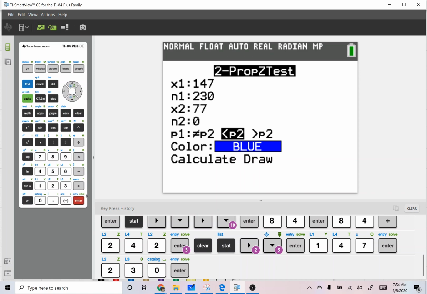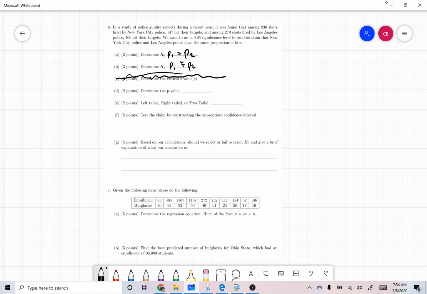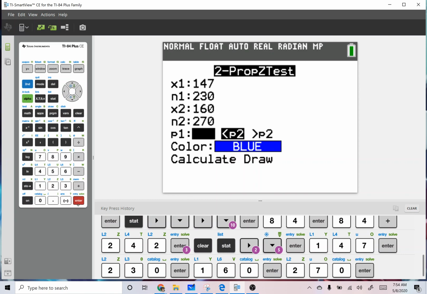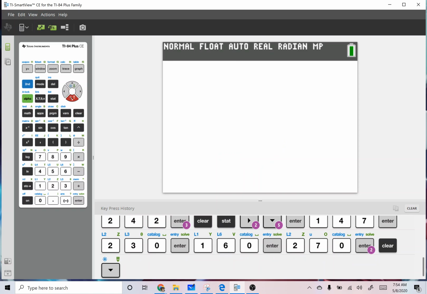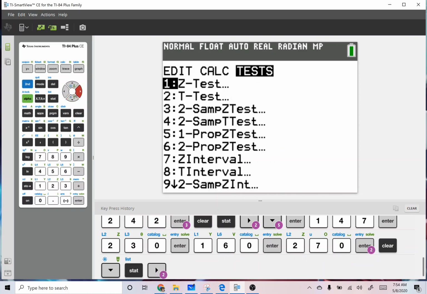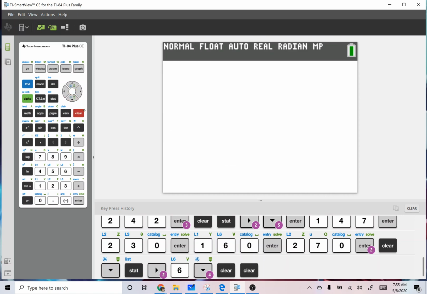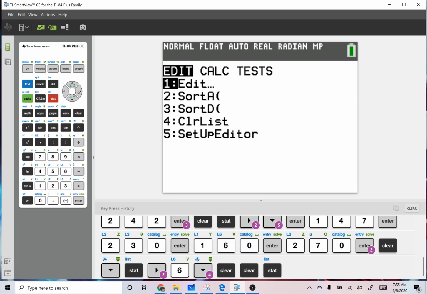In the other problem, we did not have the total written down for us, so we did not have to copy that down. But in this one, we do have it written down. 270 shots, 160. Not equal. Oops. Oh man, what is going on here? It doesn't like me this morning.